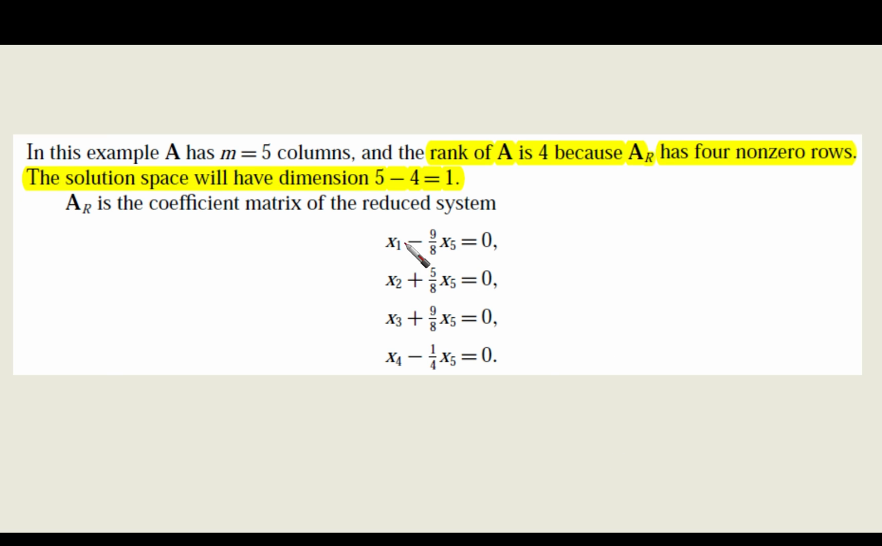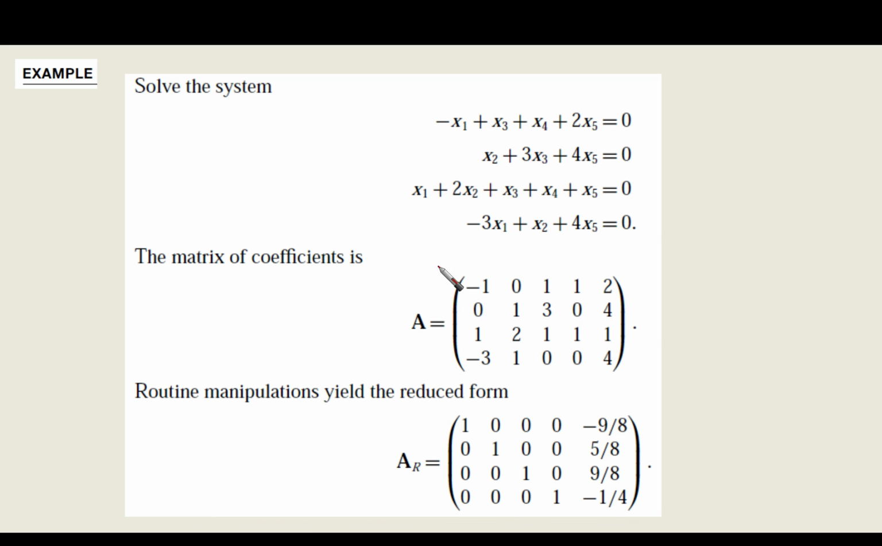Now let's go to the remaining part. In this example, A has m equal to 5 columns and the rank is 4, as I said. So AR has 4 non-zero rows. The solution space dimension is going to be 5 minus 4, which is 1. And what is the free variable? It is exactly x5, as you can see here. All variables 1, 2, 3, and 4 are going to be functions of x5. How can we obtain this system? The reduced system, as we call it, is read directly from the reduced matrix.